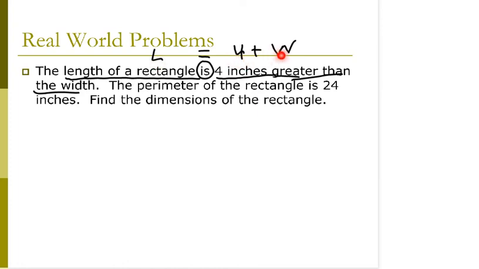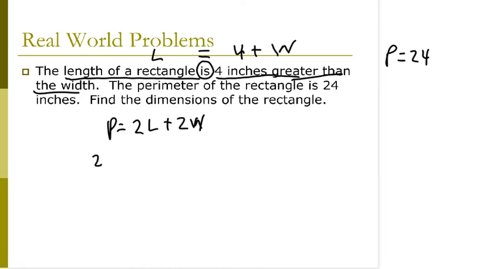So they also mention the perimeter. They say the perimeter is 24 inches. We know that for a rectangle, the perimeter is 2 times the length plus 2 times the width. They say the perimeter is 24 inches. So where we see the P, we can replace it with 24. So we're going to put 24 where the P is.